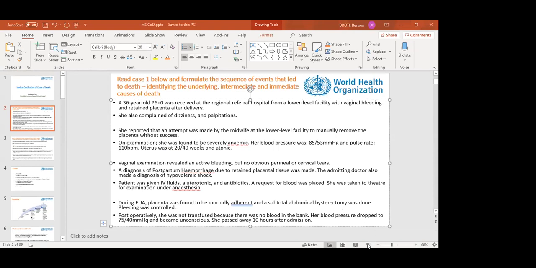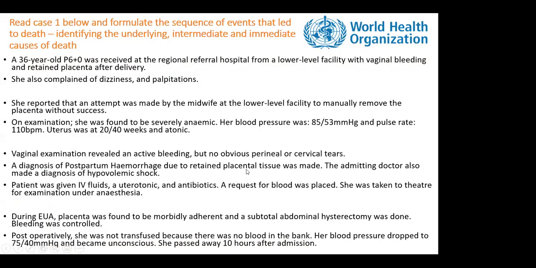Okay, so the first case was of a 36-year-old para 6 who was received at the regional referral hospital from a lower level facility with vaginal bleeding and retained placenta. She had, of course, delivered. She also complained of dizziness and palpitations. So in this case, dizziness and palpitation are symptoms that she presented with, so they can't make the death certificate.